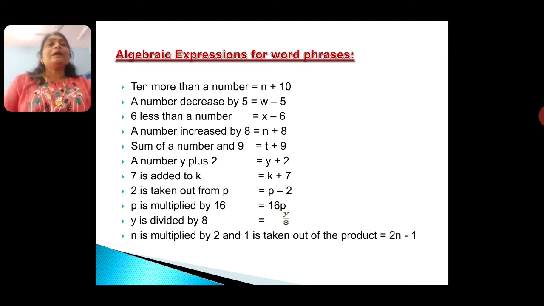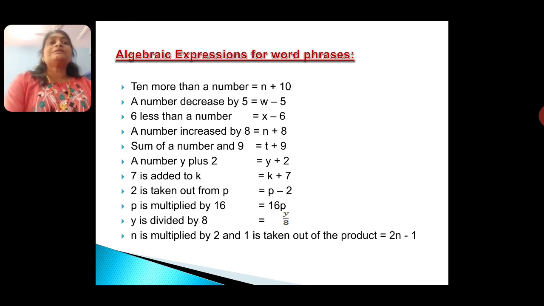Next example, a number decreased by 5. If we use a variable for the number, then decrease means subtraction. Therefore, our algebraic expression is w minus 5. 6 less than a number equals x minus 6. Next example, a number increased by 8. If we use variable n for the number, our algebraic expression is n plus 8, because increase means addition.